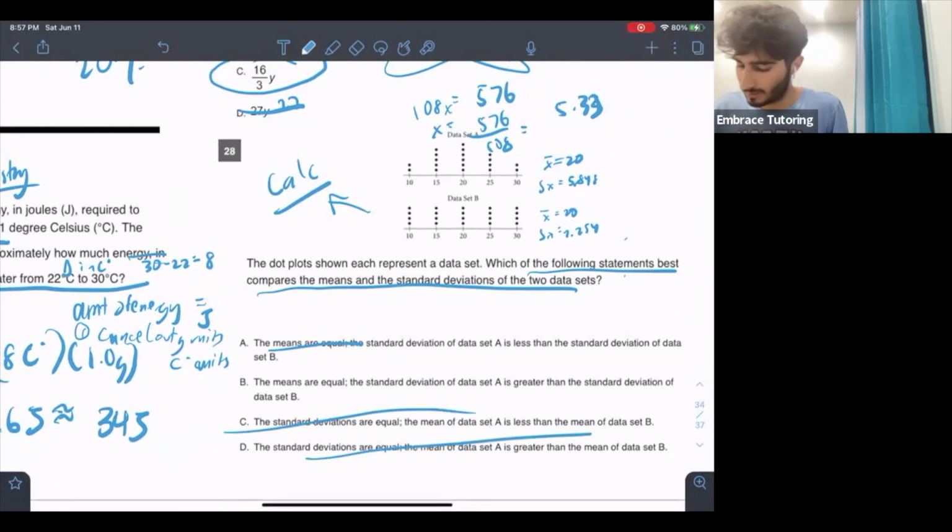Choices C and D are out, since the means are equal. The standard deviation of A is less than the standard deviation of B. Choice A is correct for 28. So there was a question for the calculator to solve for us, and just make sure you plug in the data correctly, and it can solve this question.